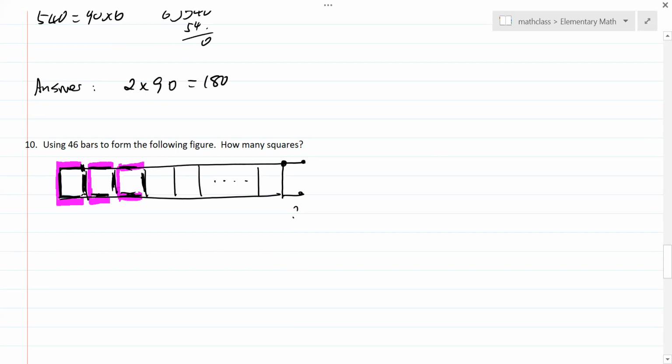Okay, then you see each block, for each block, whatever I actually call a block, use the 3 bars, right? So then you know, 46 divided by 3, you get 15, the quotient, right? And 1 is the remainder.